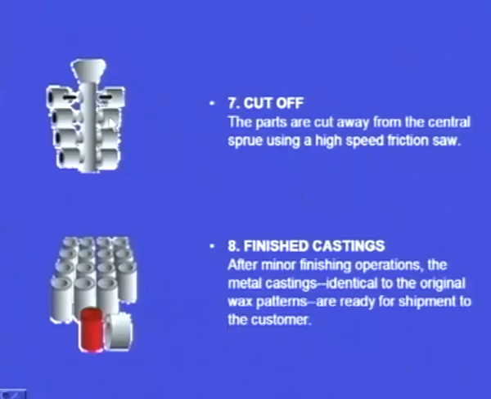Next one, we have to cut off. Actually our intention is not to produce this assembly, we want individual castings, right? So we want to separate this, so we will cut off using a high speed friction saw, we will cut each and every component. Now these are the components, these are to be given minor finishing operations. Once we give the minor finishing operations, the castings are ready.